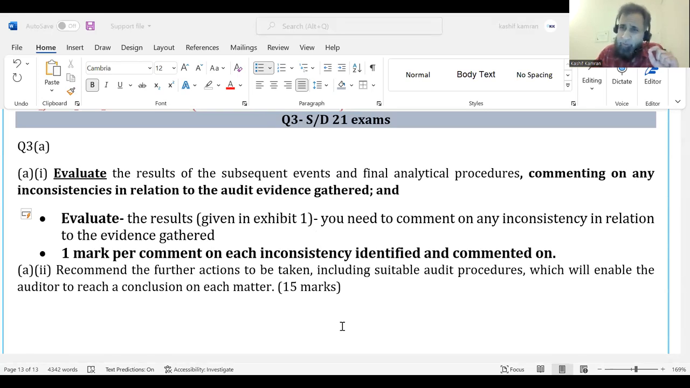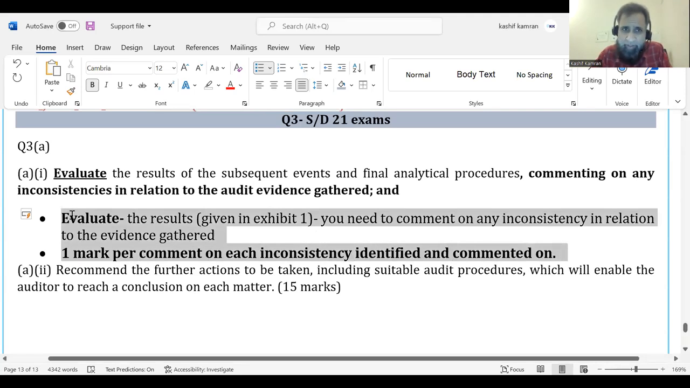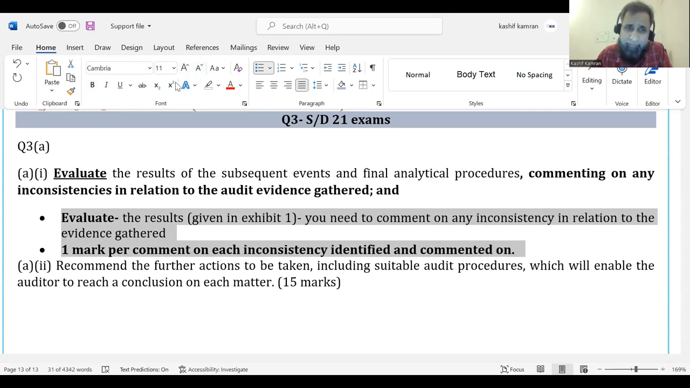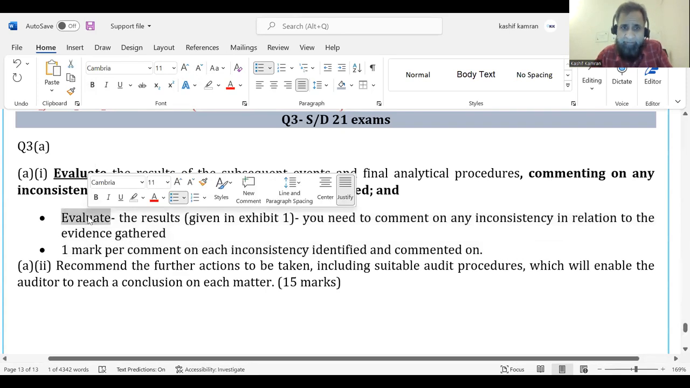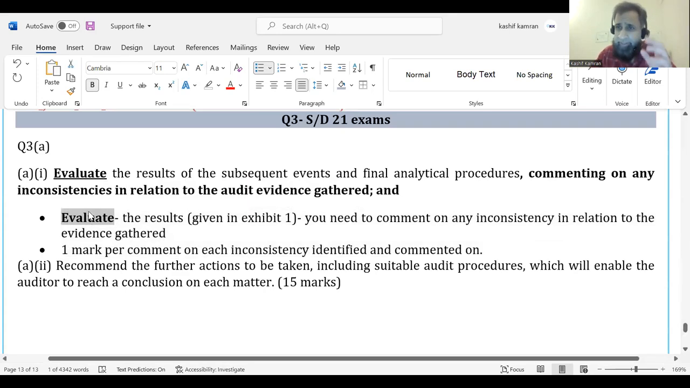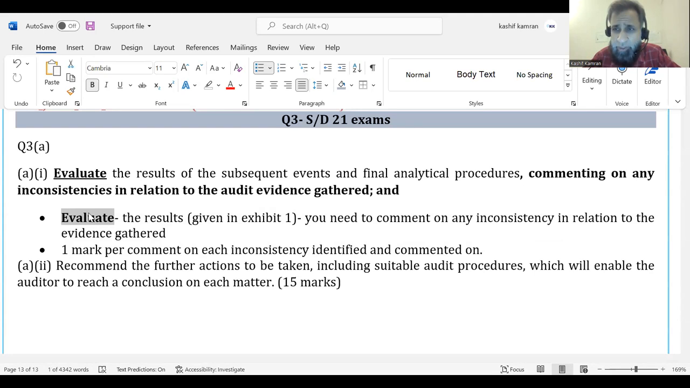Is that a typical question which comes in the past paper? Comment on the sufficiency and appropriateness of the evidence. How many times have you seen this question in the past paper? This is not a new requirement. This is a very favorite old requirement of the examiner, and it comes so many times in the past paper. Even in the December 16 paper, question number 2, comment on the sufficiency and appropriateness of the evidence. I hope you've seen this terminology while you were practicing the past papers, everyone. Comment on the sufficiency and appropriateness of the evidence, or comment on the inconsistency in relation to the evidence found.